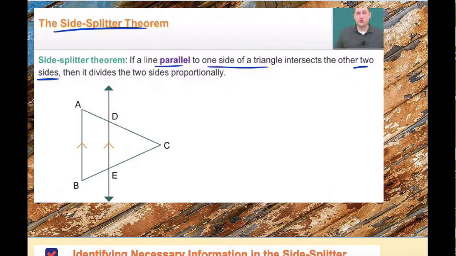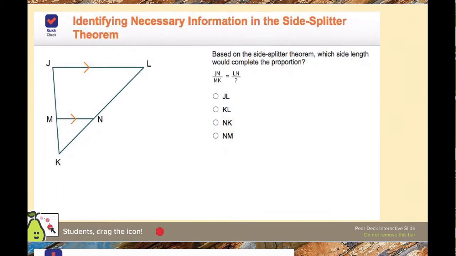Anyhow, if you have a triangle and you have a line parallel to one of the sides, it will split those sides proportionally. And so here is a sample using this idea based on the side splitter theorem, which side length would complete the proportion. So they have JM, so let me find JM, here it is, over MK, and they have LN over blank. So what has to go into the blank is KN or NK.